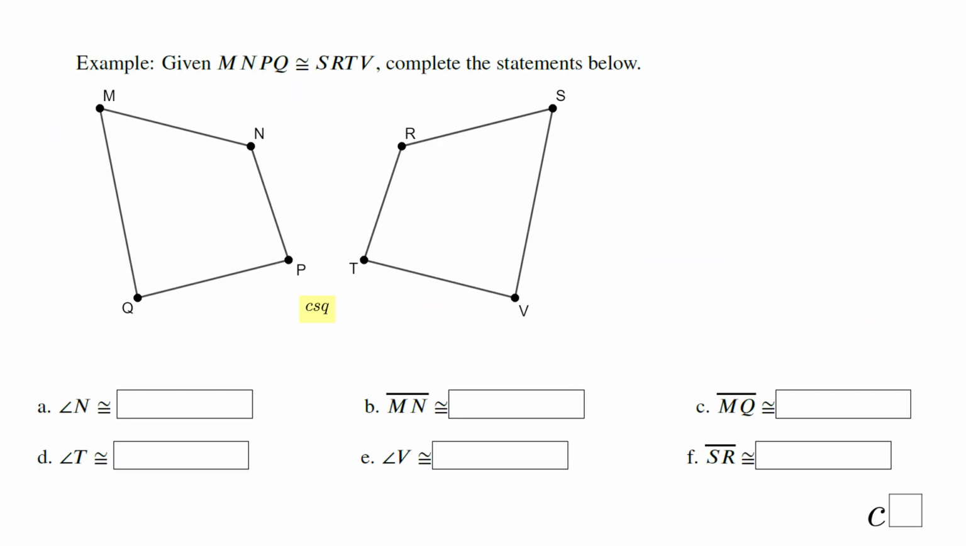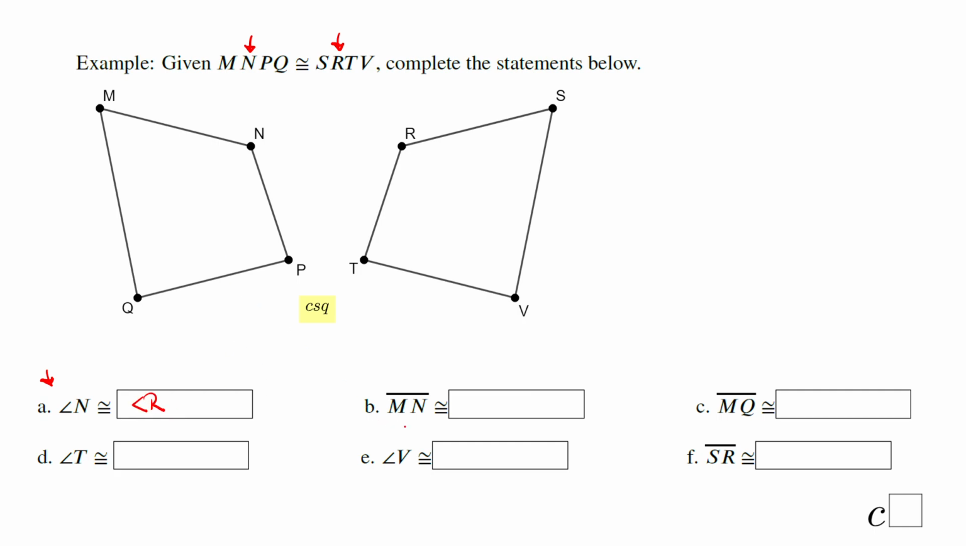Now let's take a look at the first example where we have these two quadrilaterals MNPQ congruent with SRTV. You don't even have to look at this picture, by the way. You just have to look at the statement, and then you can answer these parts A through F. So let's see A. It says angle N. Angle N is on the second position, and angle R is also on the second position. So angle N is congruent with angle R.